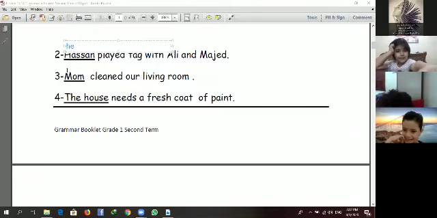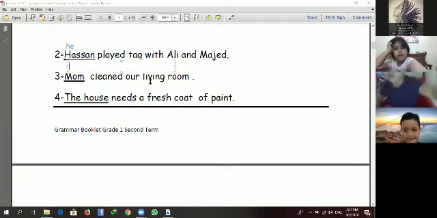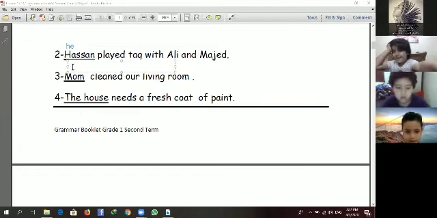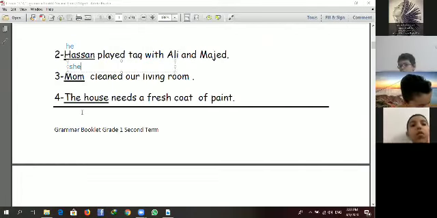Okay, Abdurrahman. Mom, clean our living room. Mom is the name of a girl. What do you put instead of it? Very well. Gorgeous. Okay.